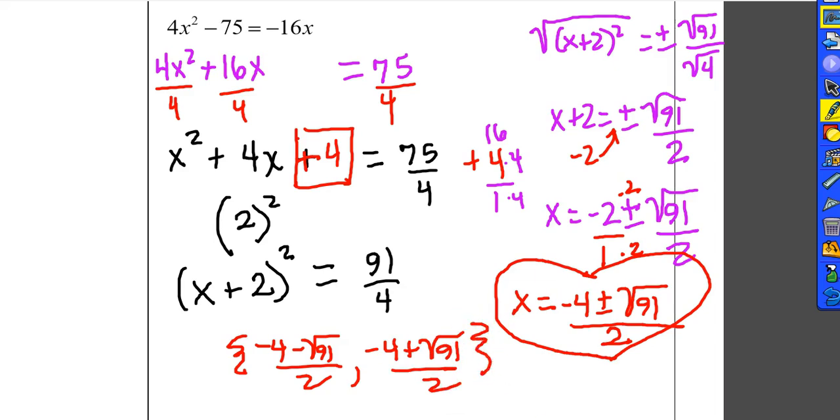Okay, and so you see the different frustration in that one? It's that you get all the way done and your answer's not in the right form. And it takes practice to learn that you need to address that situation.